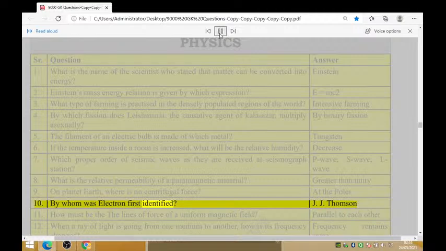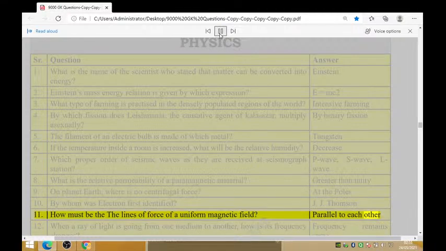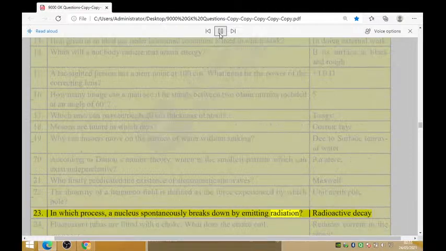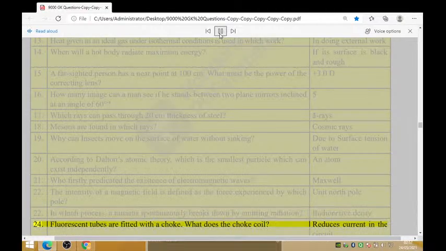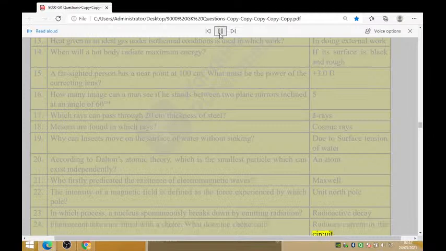11. How must be the lines of force of a uniform magnetic field? Parallel to each other. 24. A fluorescent tube is outfitted with a choke. What does the choke coil do? Reduces current in the circuit.